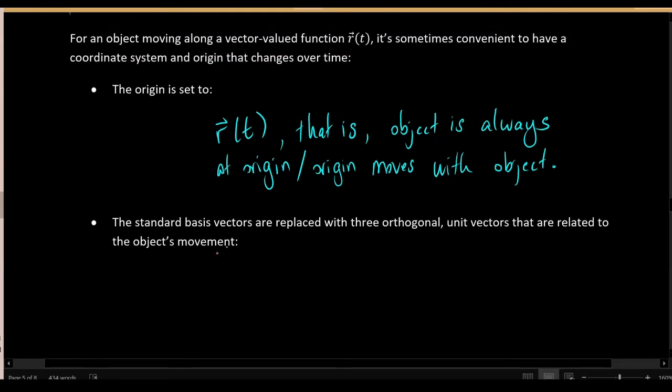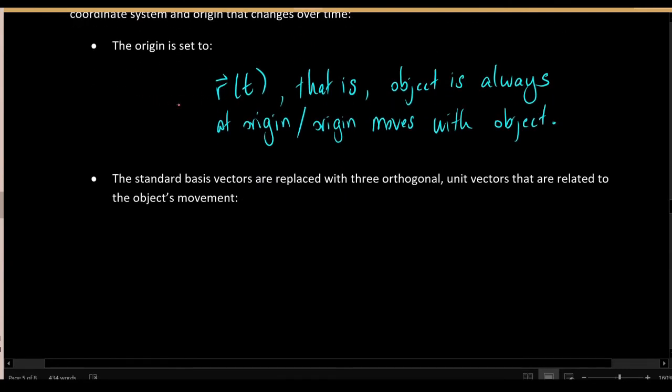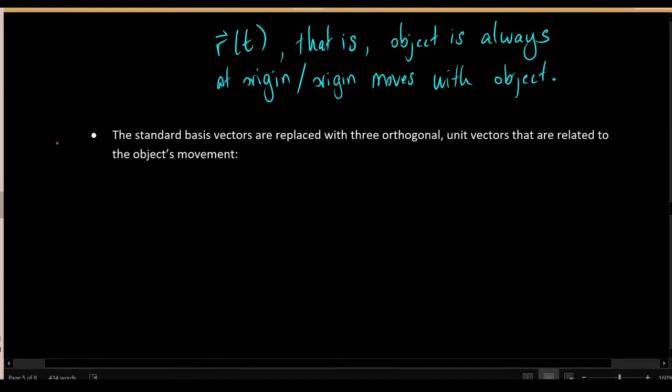Likewise, for an object moving along a vector-valued function, it's common to replace the standard basis vectors i, which points in the positive x direction, j, which points in the positive y direction, and k, which points in the positive z direction. It's common to replace those with three vectors that are more closely related to the object's actual movement in space. Now, the idea is to replace i, j, and k with three vectors that have a similar relationship as i, j, k.